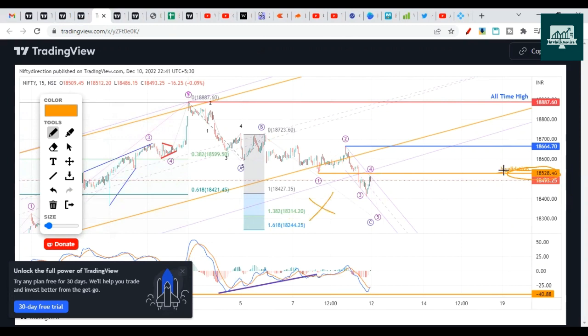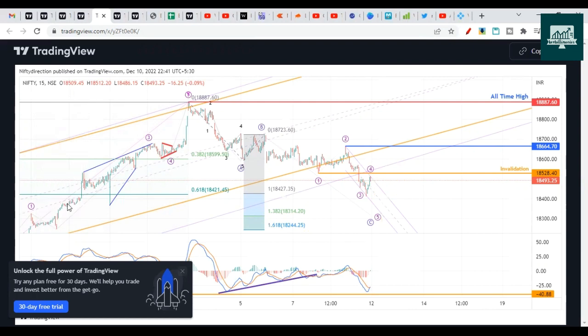On Monday itself, if it opens gap up above 18,528, then this chart will be invalidated. The second case will be if it opens gap down and then pushes up, breaking this high, then also we can say that the wave ended here. Most likely it won't happen considering the fact that it has given a sharp drop and it has to open gap down below Friday's low.